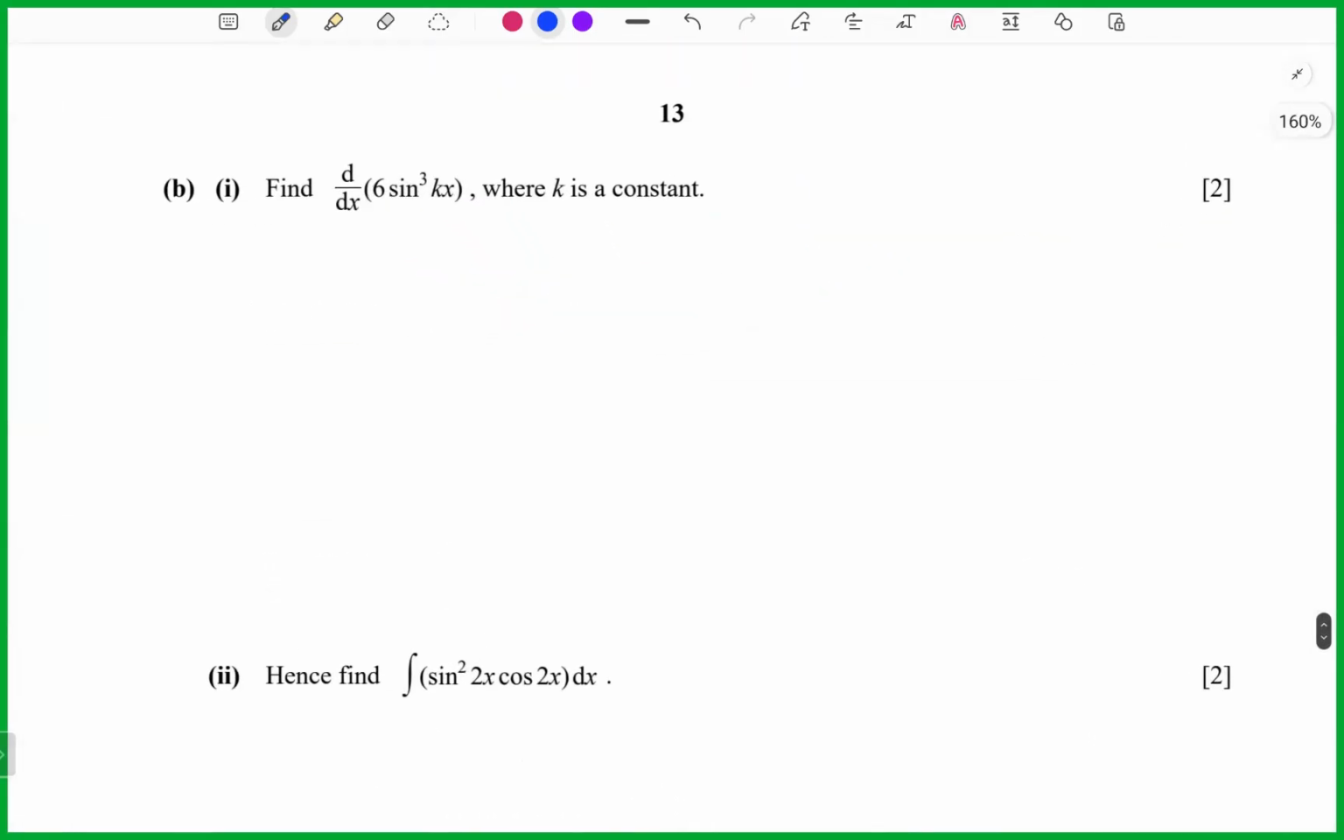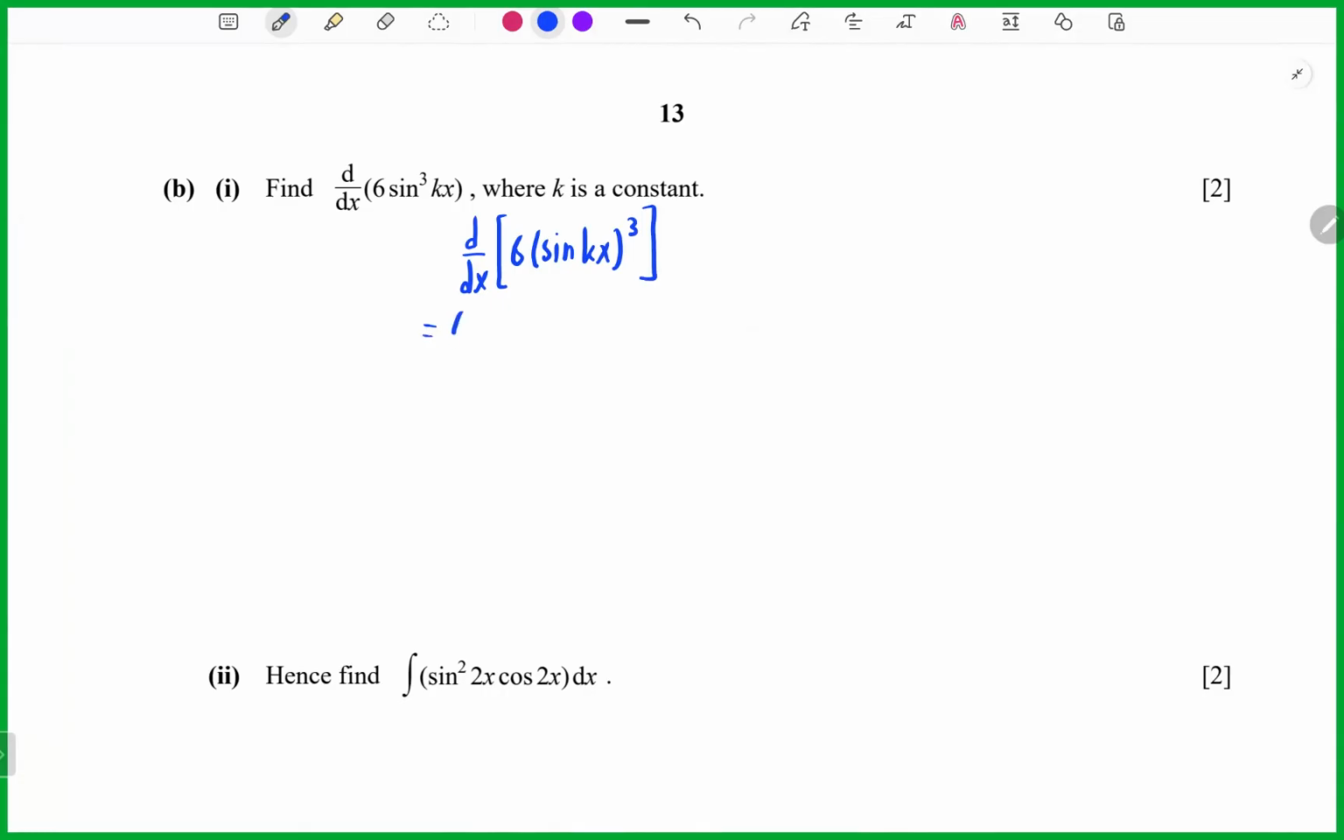Let's look at question B, part 1. Okay, find the derivative for 6 sine cubed kx, where k is a constant. Okay, we need to differentiate this equation, this trigonometry. Okay, so how do you need to do? Okay, we can try to look at it this way. Here is power 3, right? Then put the big brackets here. Bracket sine kx, all to the power 3.